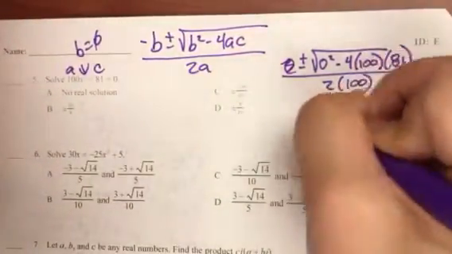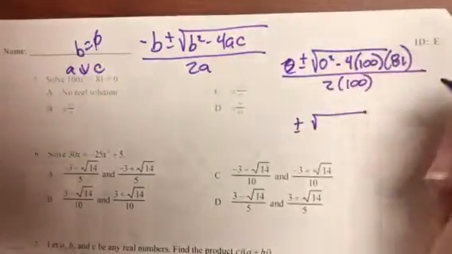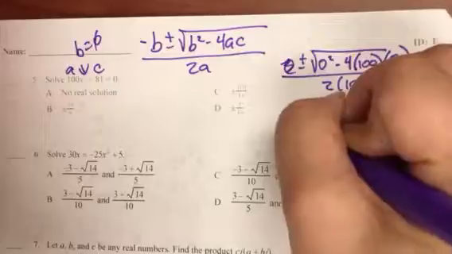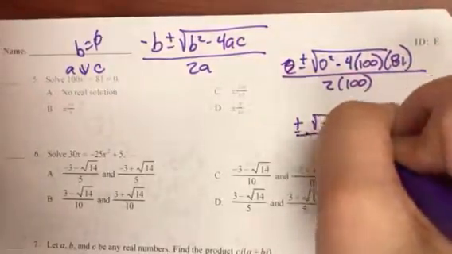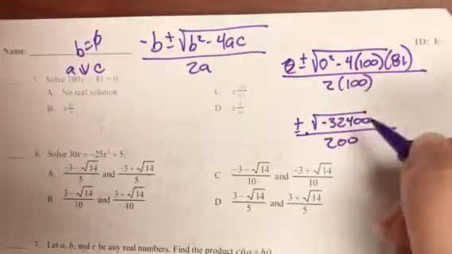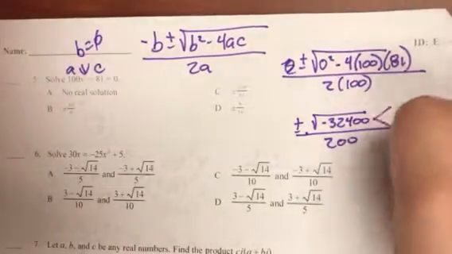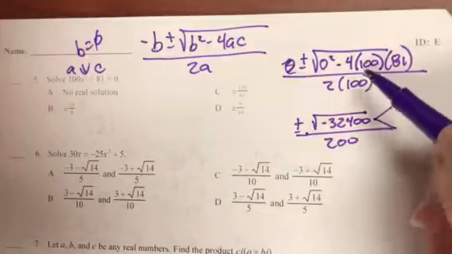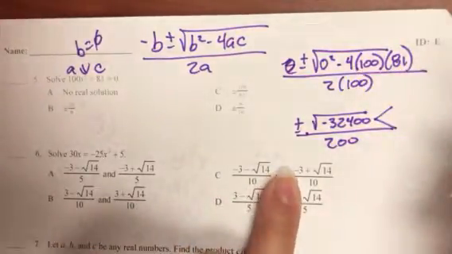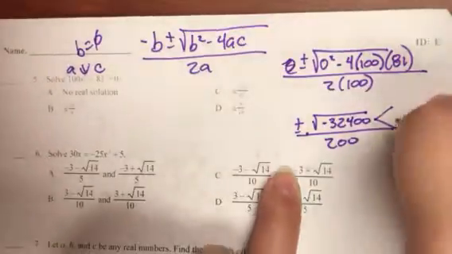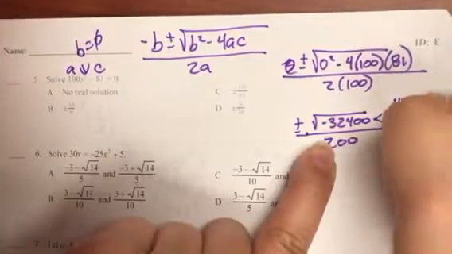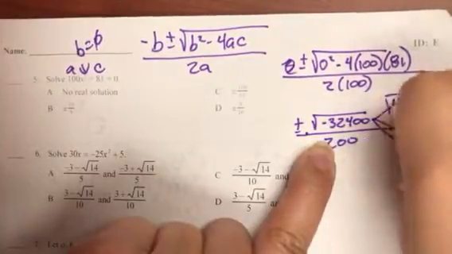So I have plus or minus the square root of negative 32400 all over 200. Okay, simplify this down. What can I divide? Well, we already know that that is 4 times 100 times 81. Guys, all of those are perfect squares. Do you guys see that? They're all perfect squares.